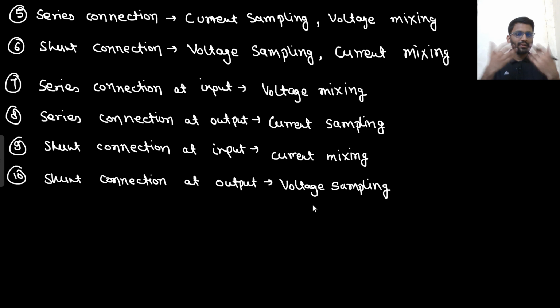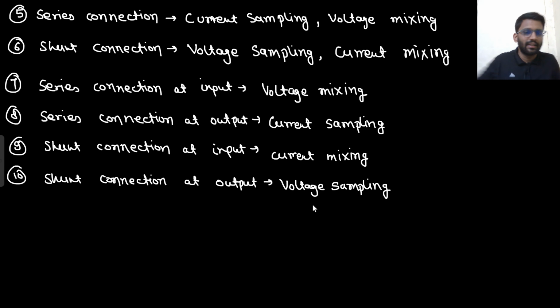So slowly, are you getting to the point why I am teaching these things? In the next lecture, it will be all clear why I was teaching all these things. We will see voltage sampling, series shunt, shunt shunt, shunt series, series series. Everything we are going to see in the next lecture. What is the meaning of voltage mixing, current mixing, current sampling, voltage sampling, series connection, shunt connection? But till now you understood a few points.